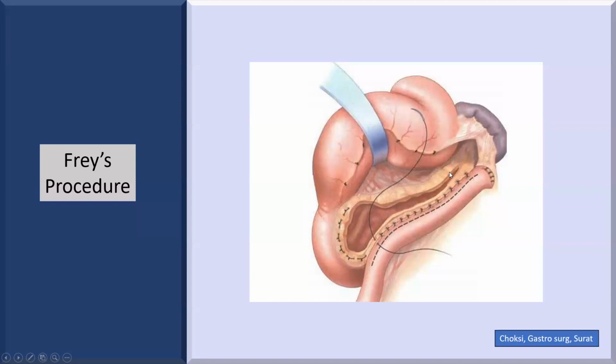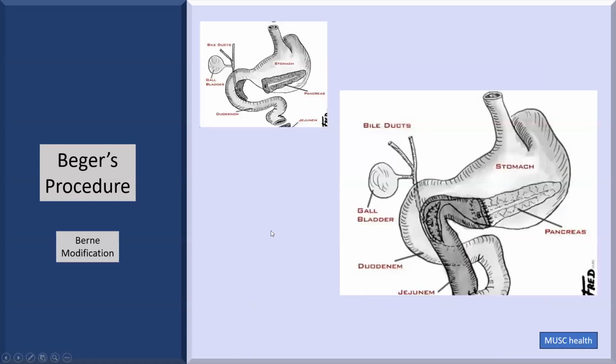And once you have the whole thing, you do a similar pancreatic jejunostomy, but with a big coring, as I said, a big defect in the head of the pancreas, where you're physically taking out the inflammatory mass. The Beger's procedure, the original Beger's procedure, was like this. It is basically a duodenum-preserving procedure.